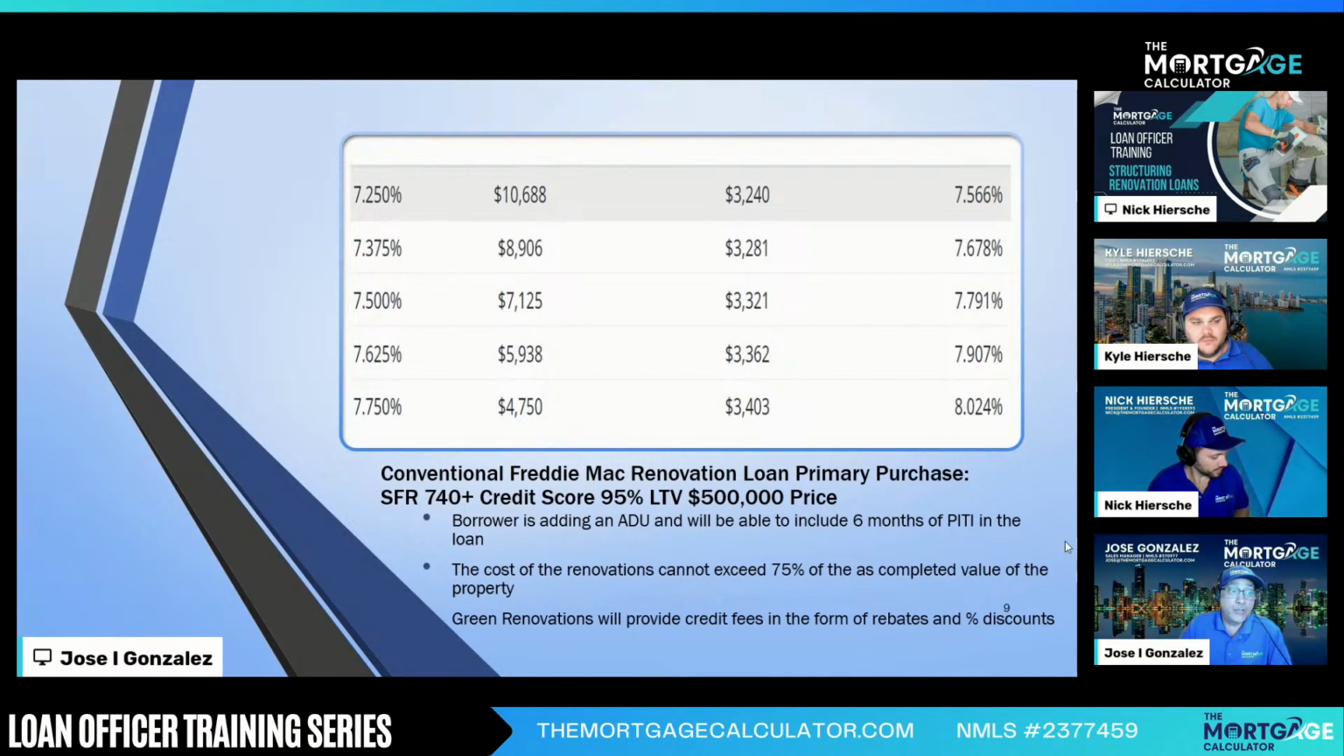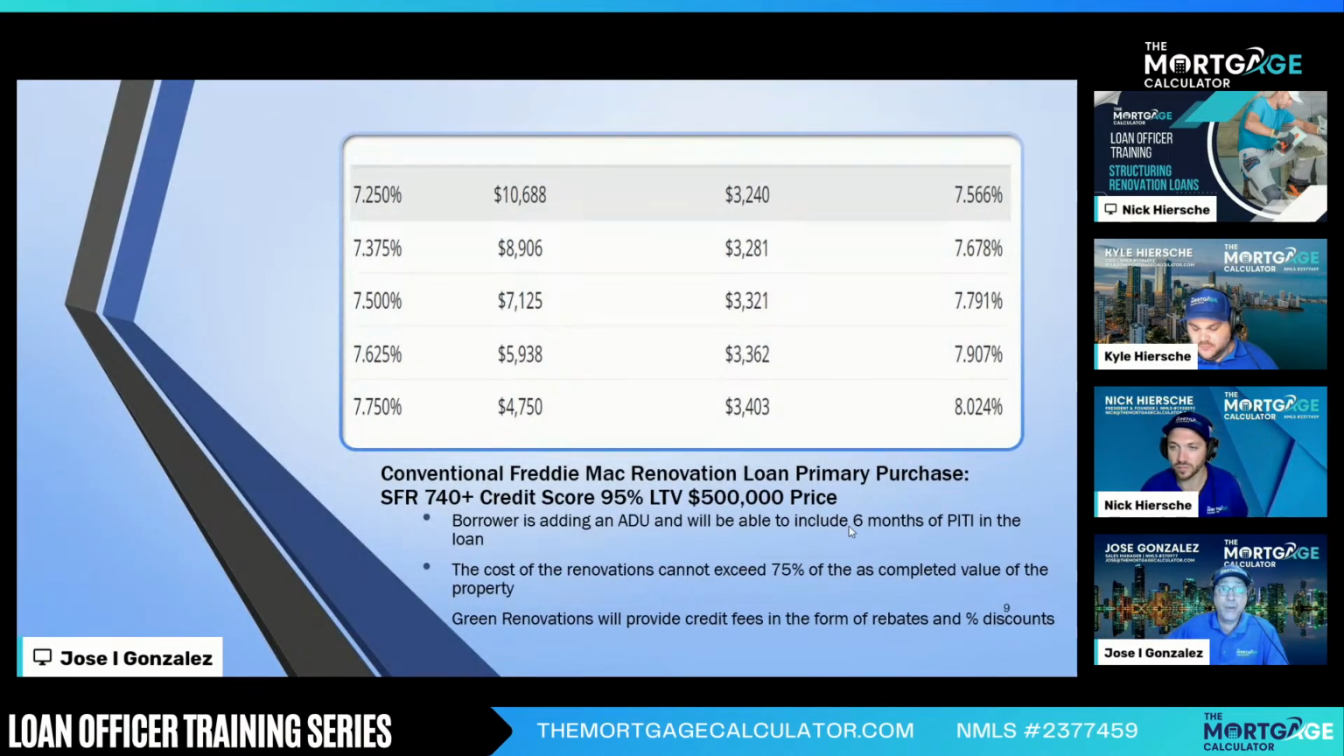And something also to note here is any type of green renovations, something where you have a green component, right? Helping the environment, making the property more energy efficient, making it more water usage efficient. There are credit fees in the form of rebates and reduction to the like percentage discounts to the loan, right? So keep that in mind. If you do have a project and it does have green components, you will get some additional spiffs there. Not very big, but every little bit helps when you're embarking on the mission.